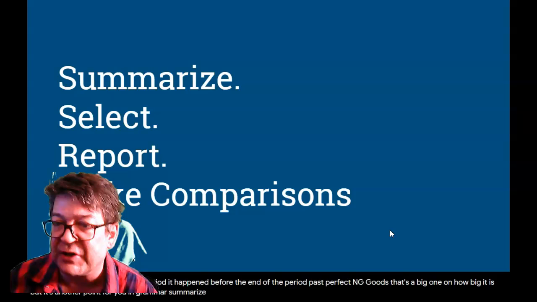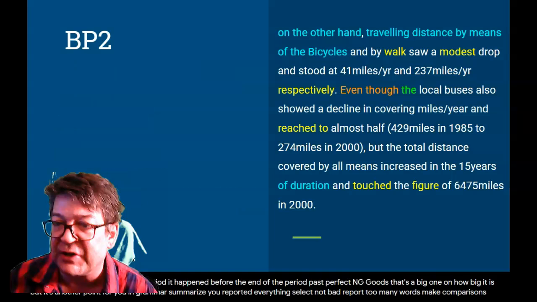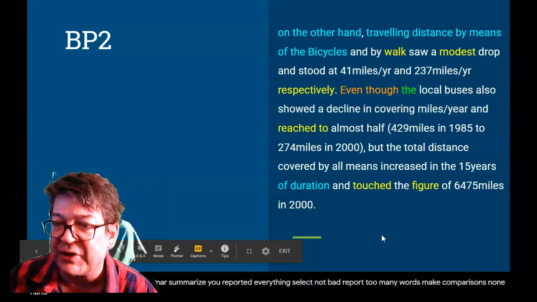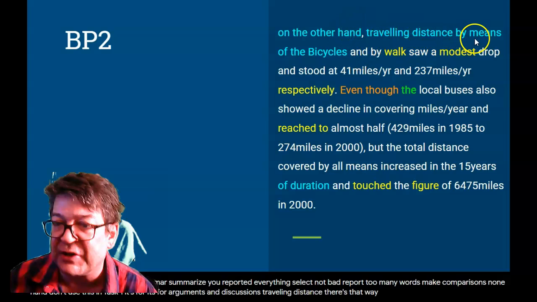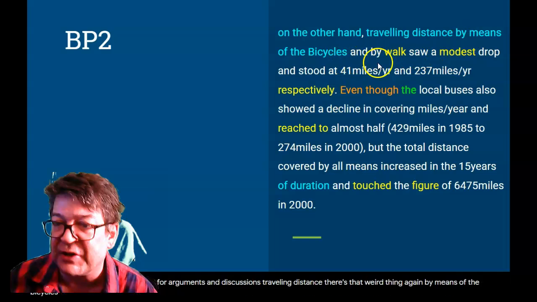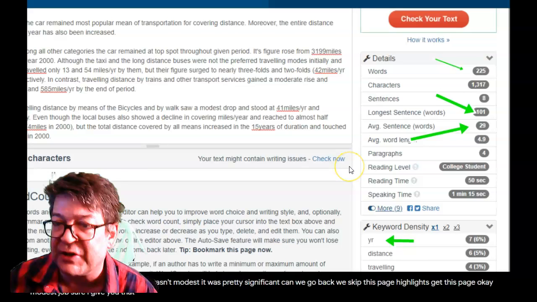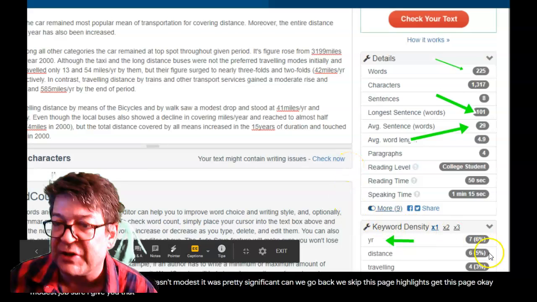Summarize. You've reported everything. Select. Not bad. Report. Too many words. Make comparisons. None. "On the other hand", don't use this in Task 1. It's for arguments and discussions. "Traveling distance", there's that weird thing again, "by means of the bicycles and by walk saw a modest drop." Here we are. Traveling distance.